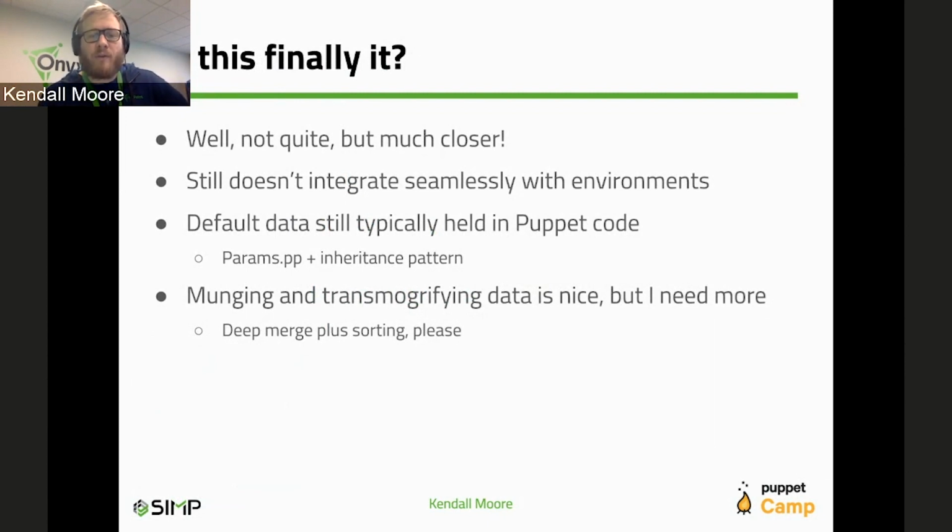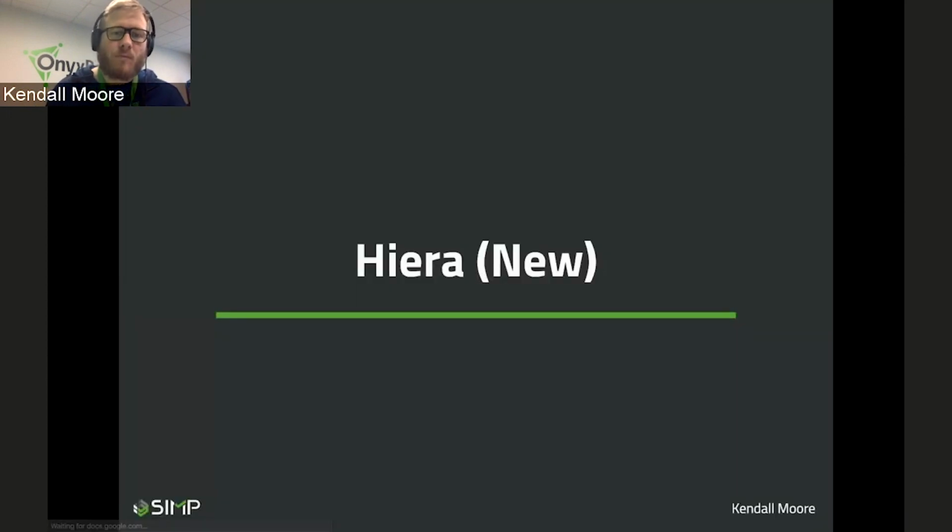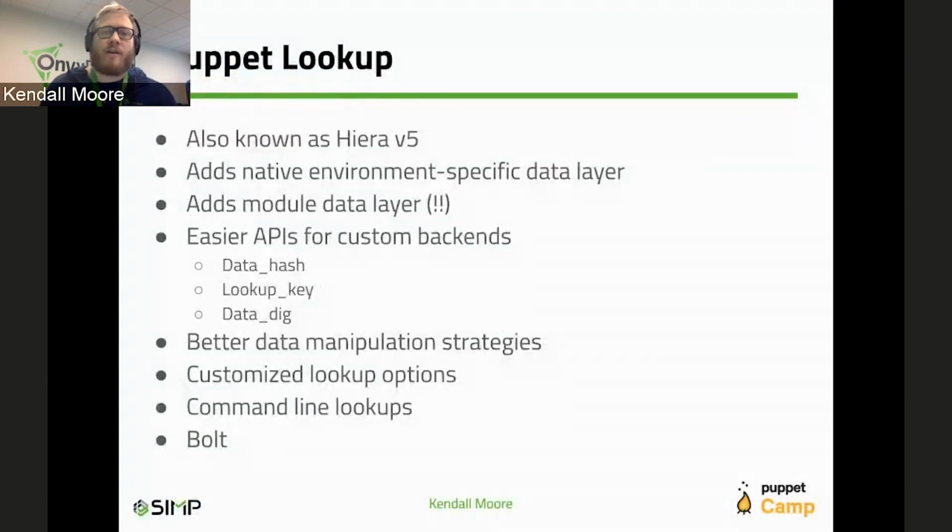And also, there definitely was some room to improve when it came to data manipulation. So you could create a hash or an array, but really it didn't always do what you wanted. So you found yourself writing custom Ruby functions to try and do what you want, and it was okay, but definitely could be better. So what next? Next, we get Hiera new. And so very specifically, what I'm referring to with Hiera new is Puppet Lookup. Puppet Lookup is sometimes known as Hiera v5.